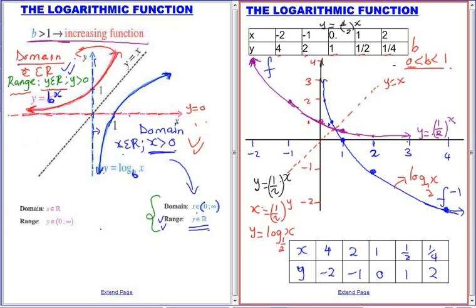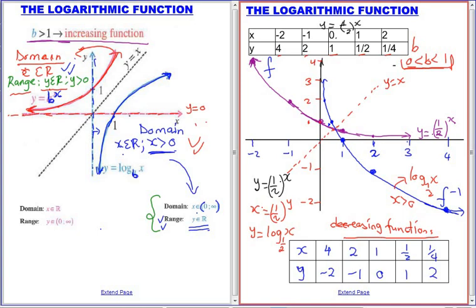So as you can see, when the base is between 0 and 1, both the functions are decreasing functions. But when it comes to the domain and range, it's exactly the same. Look at the blue graph. You can see that there is not even a single point in time when it actually touches the y-axis. It's always to the right of the y-axis, which means for this one, x has to always be greater than 0. And the range is y is an element of real numbers for this one all the time.